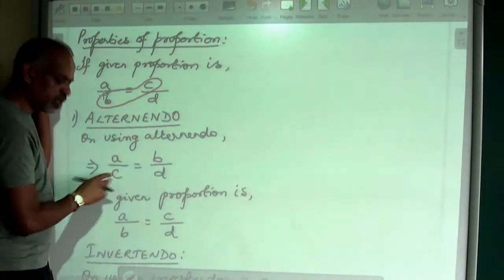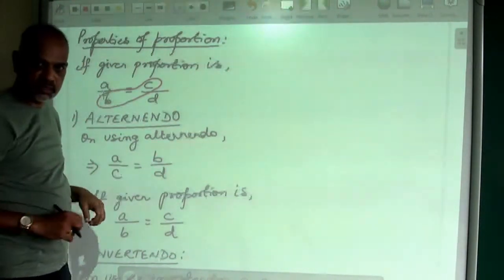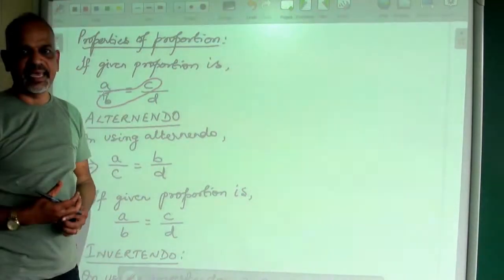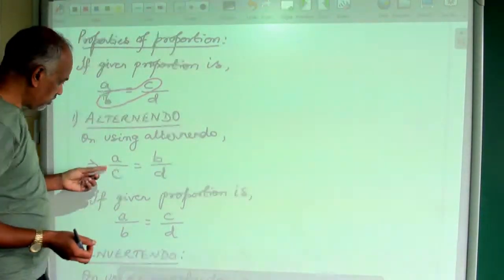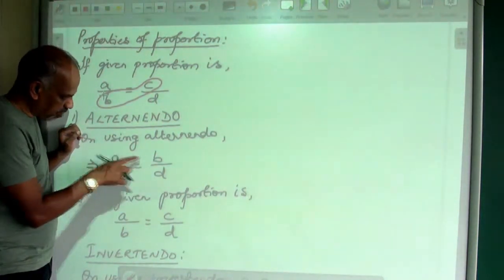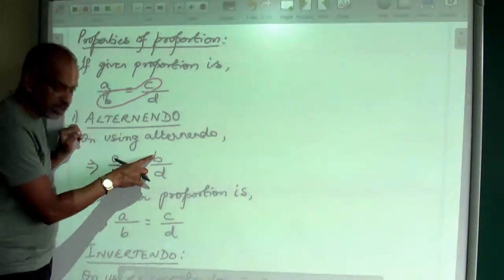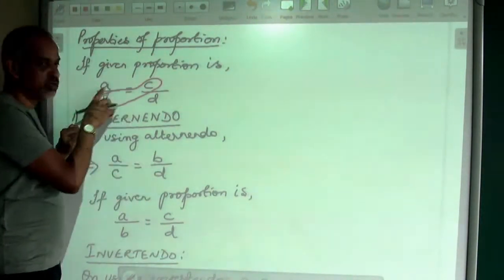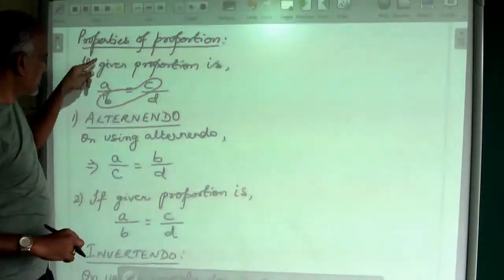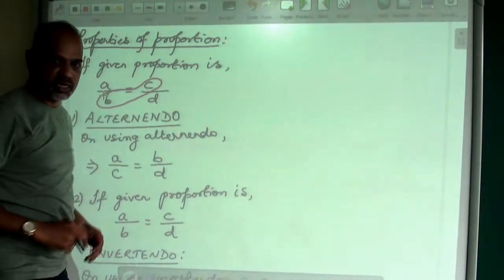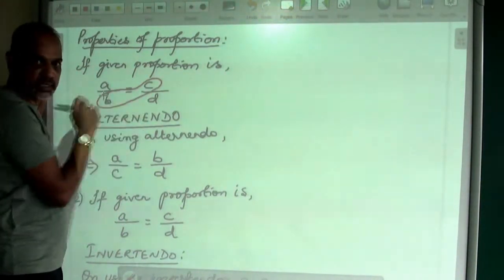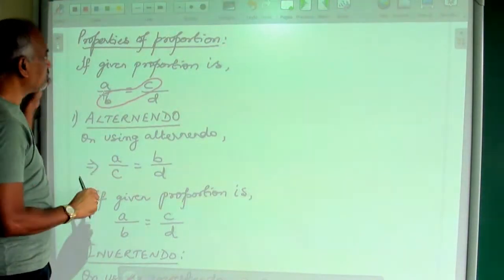On this, if you use alternando again, you can use these properties any number of times. If you use alternando, which means this and this will interchange place, it will become A by B is equal to C by D. You will get back whatever you started with. So, this is the first property which is called alternando. You can see the change. This and this will interchange place, not this and this. So, that is your first property.